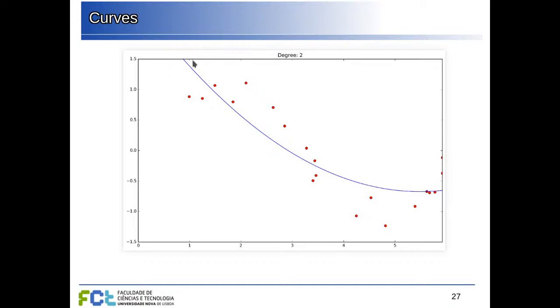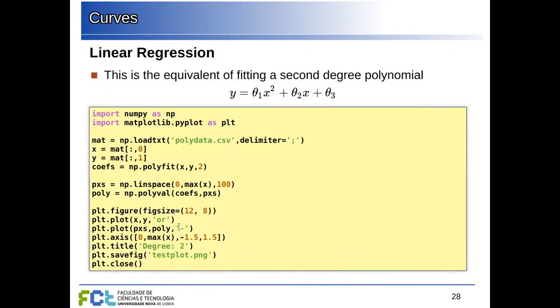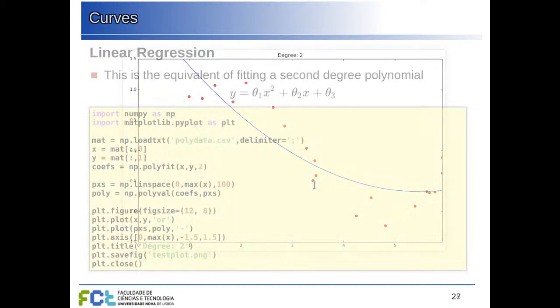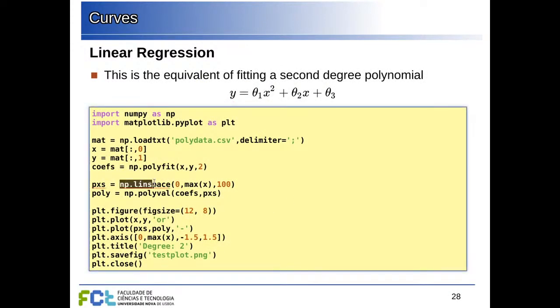And when you plot something with a line, matplotlib, so pyplot, will join the points together with straight lines. If you want to do something that looks like a smooth curve, you need a lot of points. So this is what I did here using linspace. This is a function that returns an array of values that starts at the first argument, ends at the second argument, and has as many points as the third argument specifies. So this is 100 points from 0 to the maximum value of x.